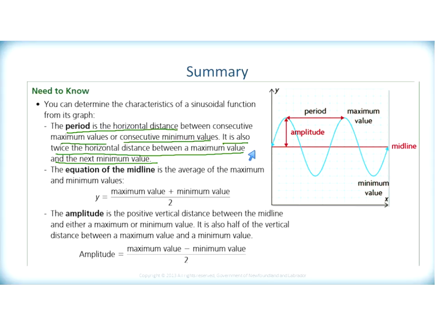The amplitude is the positive vertical distance between the midline and either the maximum or the minimum. So from the midline to the maximum or the midline to the minimum. It is also half the vertical distance between the maximum and the minimum. So if you know the distance from here to here, it's halfway in between, of course. And it is always a positive value. The amplitude is always positive.